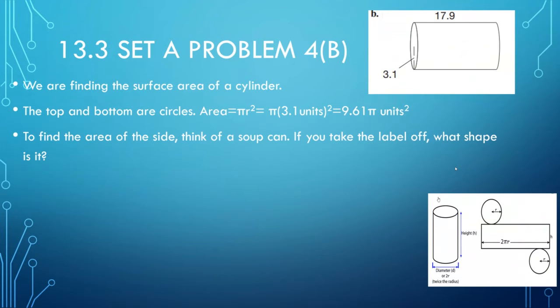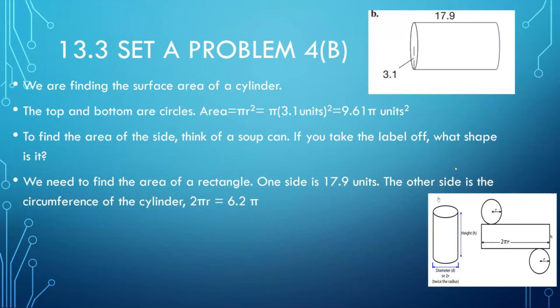To find the area of the side, think of a soup can. If you were to take the label off, what shape would you get? Well, you'd get a rectangle. And we're going to find the area of that rectangle. So we know that one side of the rectangle will be 17.9 units. We can call that the height of the rectangle.